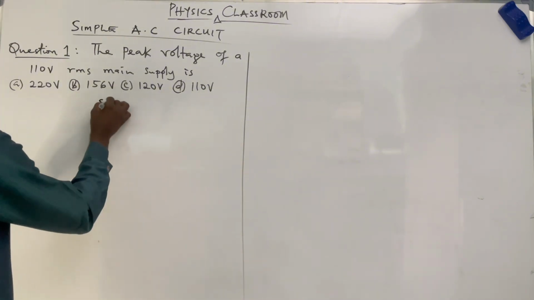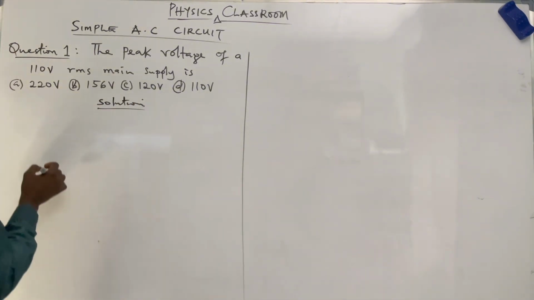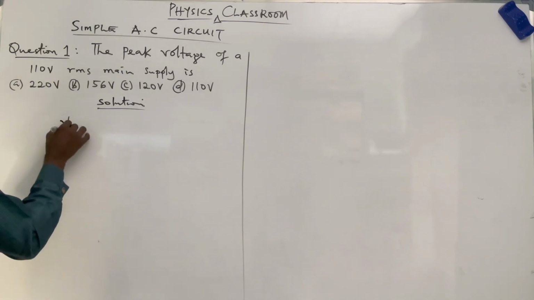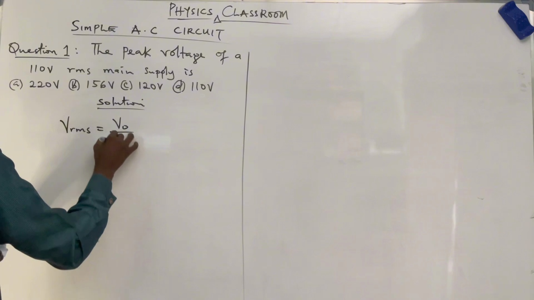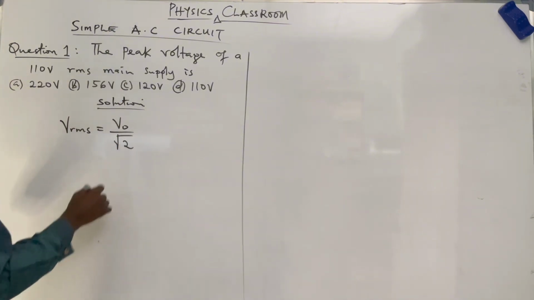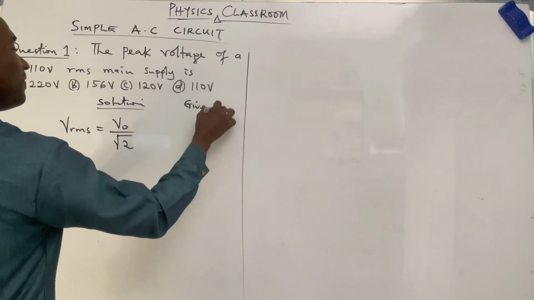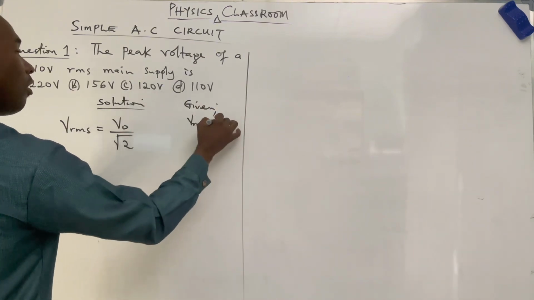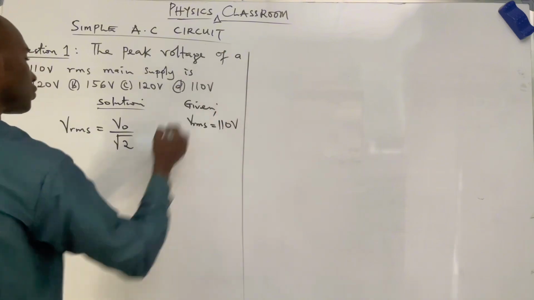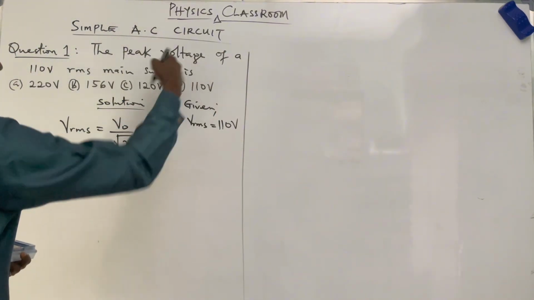So the way to approach this question is simple. The first thing is to recall that VRMS is equal to peak voltage all over root 2. And according to the question, you are being given the root mean square voltage to have the value of 110 volts. And you are expected to determine the value of the peak voltage.